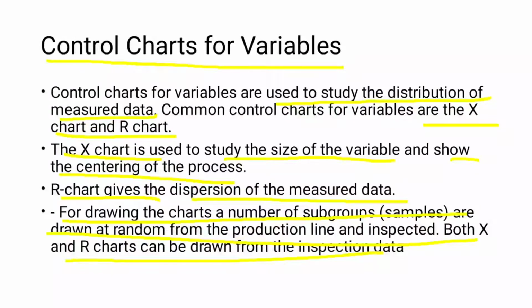So first of all, we have the basic definition of the control chart for variables. That is the study of distribution of measured data. As I have told you, the measured data is the inspected data, so it is the study of distribution of measured data. Then what are the types of charts used in control charts for variables? They are the X type and the R type. These are the most common types of charts used in control charts for variables.